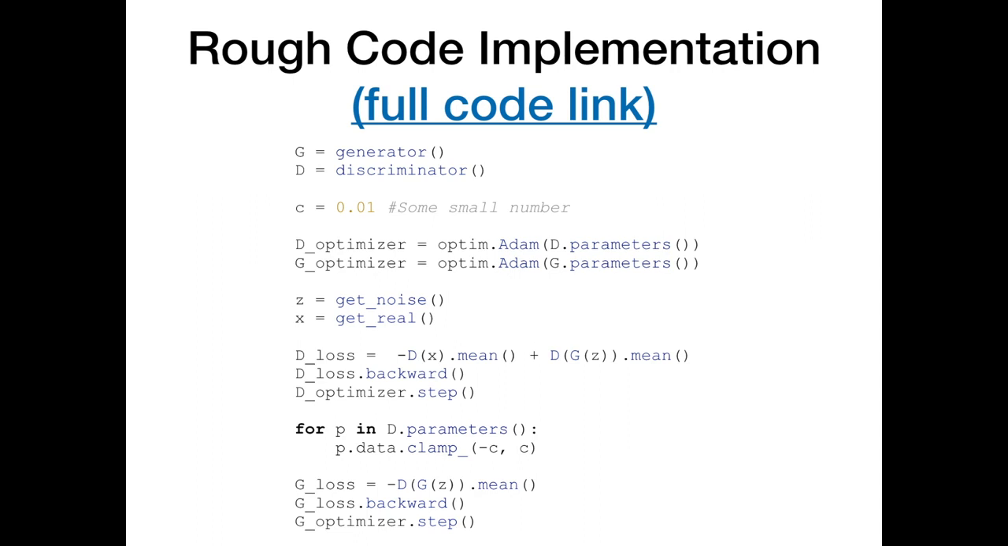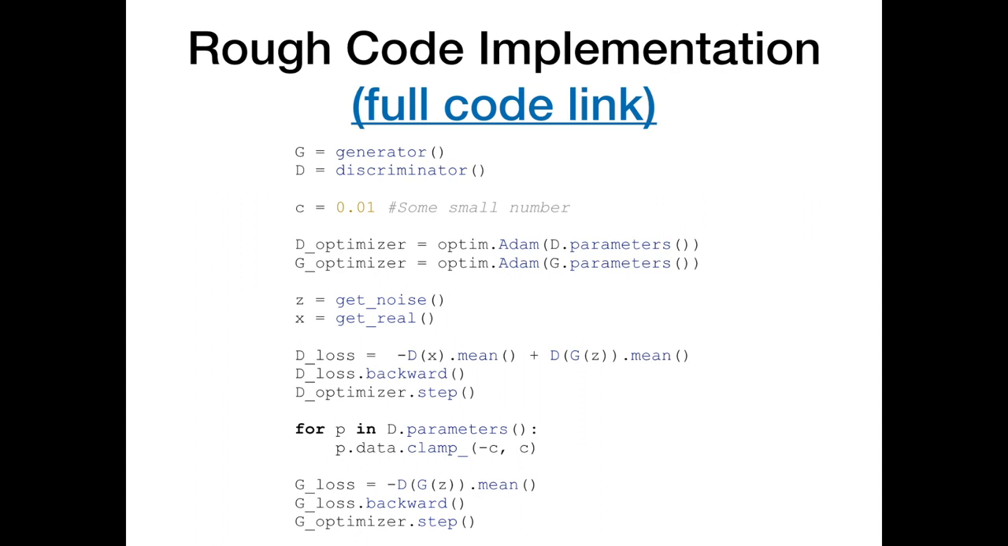Here's a rough code implementation of the overall WGAN setup. In the first two lines, again, we just define the generator and the discriminator. C is the overall clamping constant that we use. Next, we again define separate optimizers for the discriminator and the generator. We also get a batch of latent vectors Z and a batch of training data X.